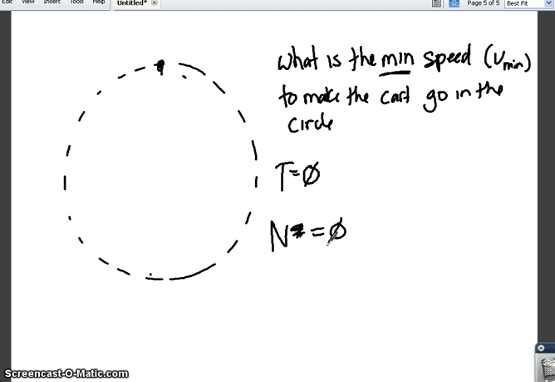So if you ever see these things in a problem, minimum speed, be careful with that, because what they're really trying to say is tension is equal to 0 or normal force is equal to 0 at this point right here. Okay? That's just one of those things that they sneak in there, and it's easy to miss because you're so focused on the equations that you forget that minimum speed means it's just enough to get by, so that means tension is 0 or normal force is 0.